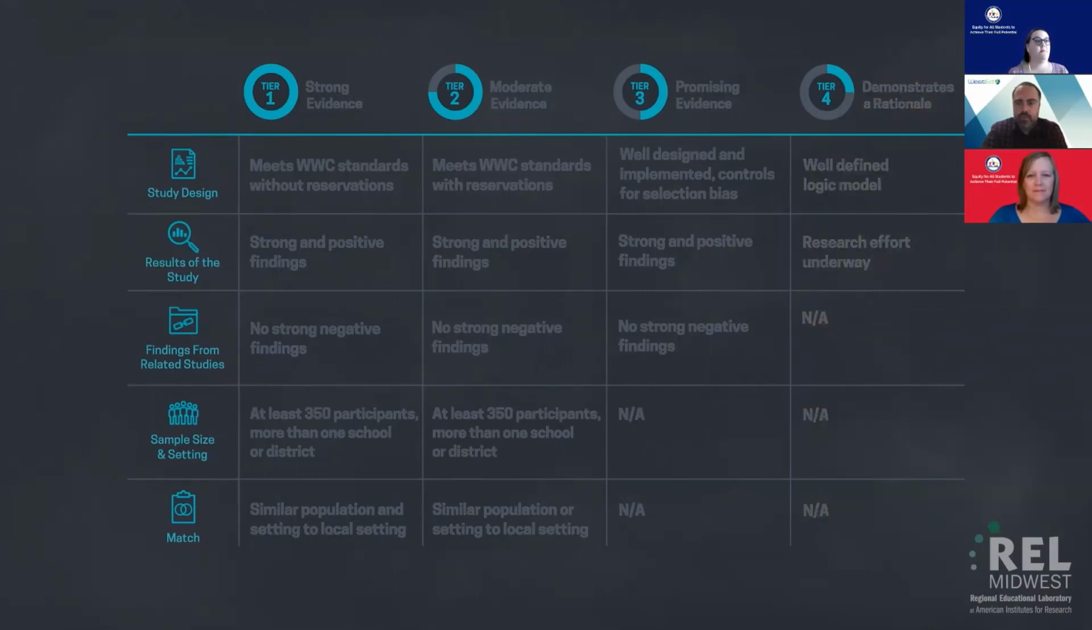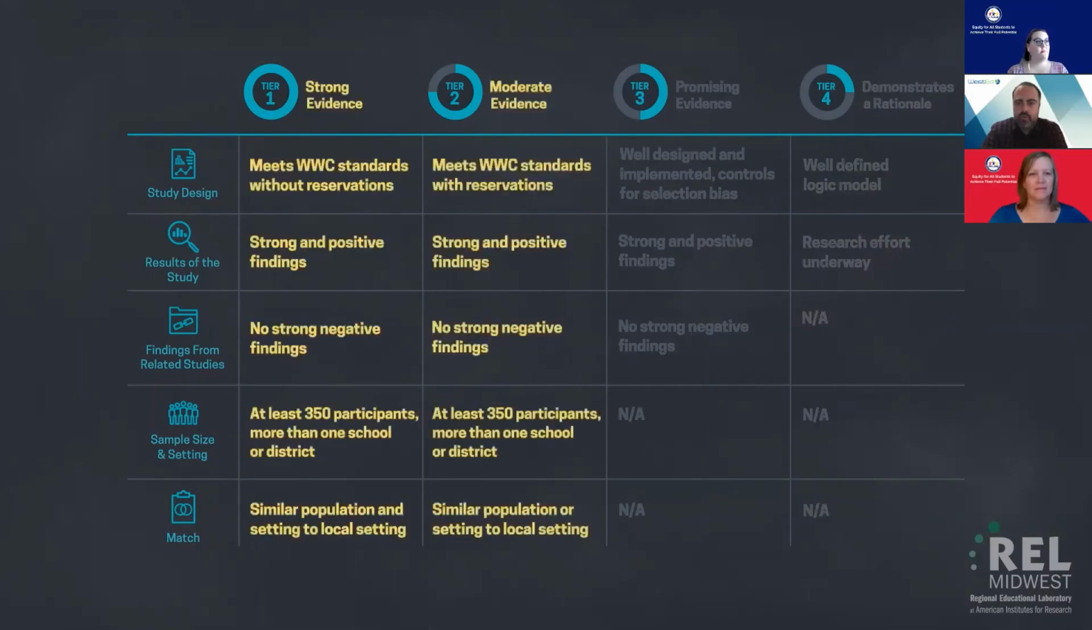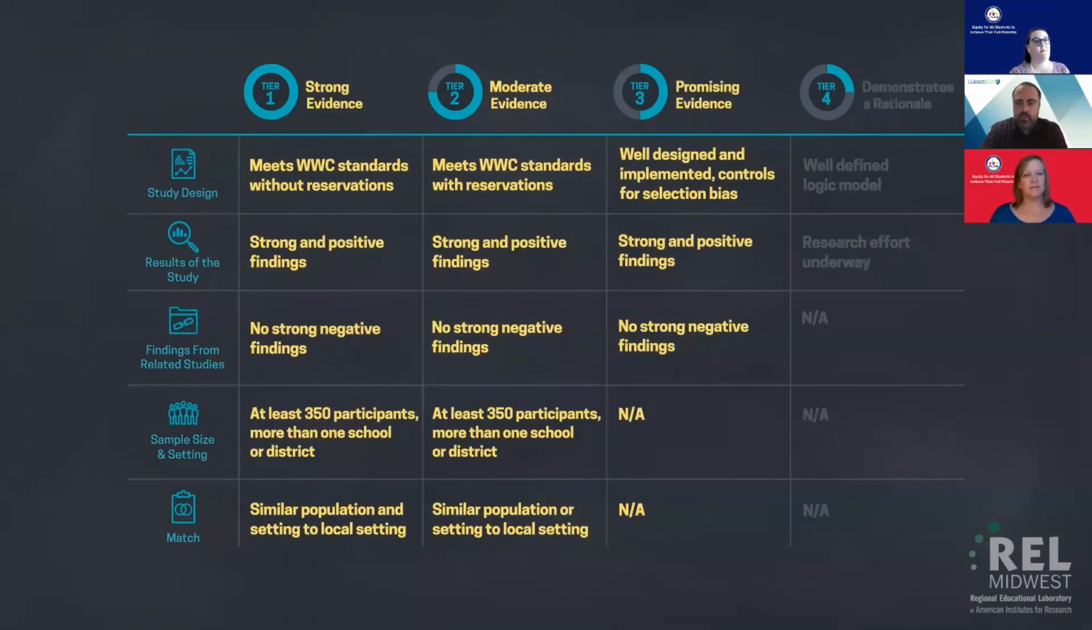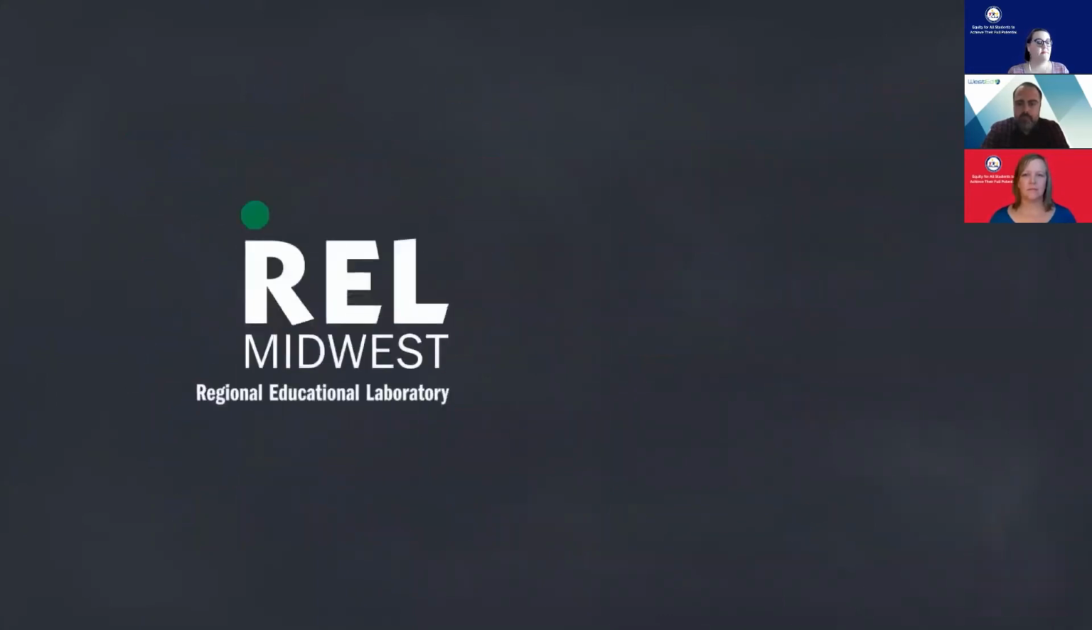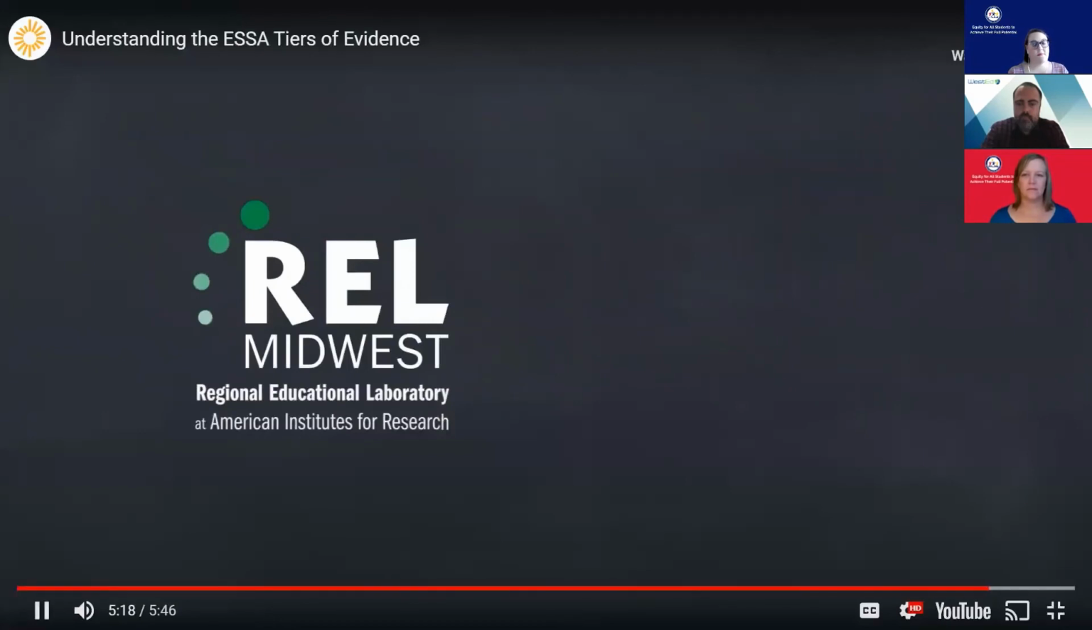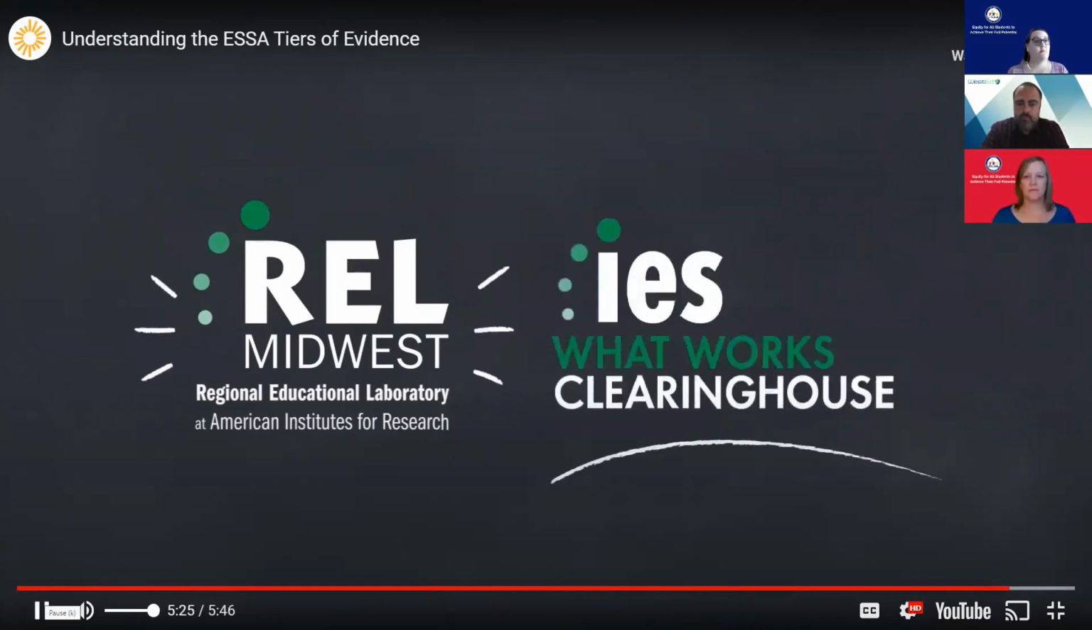ESSA gives priority to the use of strong, moderate, or promising evidence in school improvement programs, and allows the use of Tier 4 evidence in other circumstances. Check with your state's school improvement and ESSA teams to learn more. To learn more about the ESSA tiers of evidence, check out the handout associated with this video on our website. And visit the What Works Clearinghouse to find reviews and ratings of existing research on programs, products, practices, and policies in education.